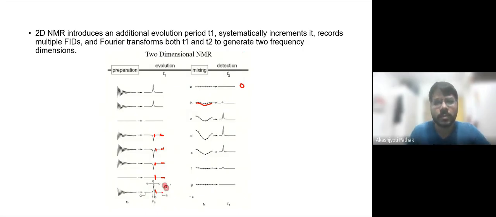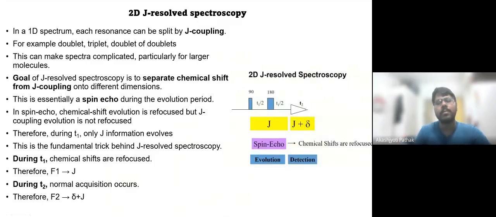So now you are having two types of information here. Your Fourier transformation is giving you information in the F1 dimension and in the F2 dimension. So you can plot this and you can have both information in the F1 and F2 dimensions. So that was the basic principle of 2D NMR.